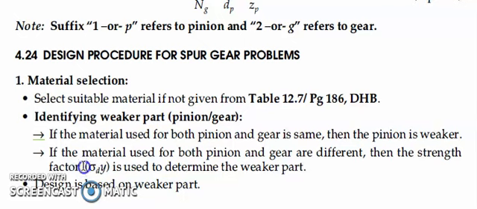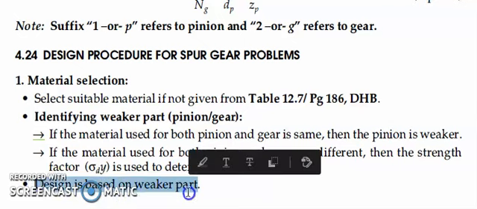Strength factor is taken as sigma d into y. It is important. In a problem I can show how to take the value of sigma d into y, that is the strength factor. Using this strength factor we determine the weaker part: the one with the lesser value of sigma d into y. If it is the gear, we design the gear only; if it is the pinion, we design the pinion only. After the conclusion of the first step, we conclude that the design is based on the weaker part.